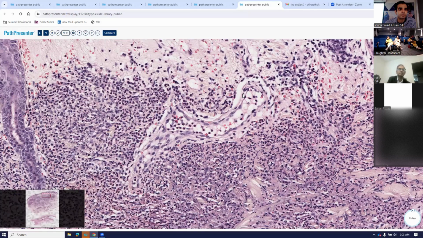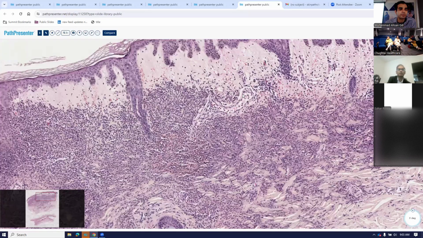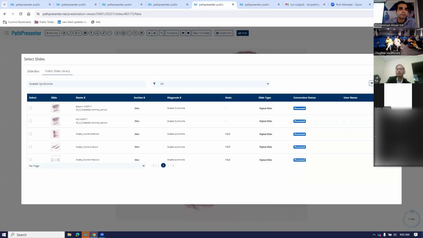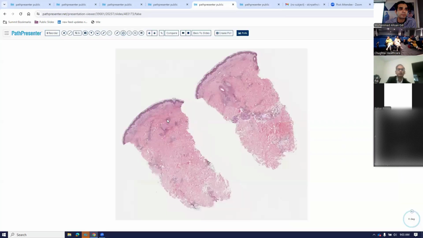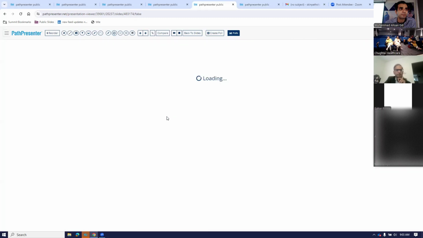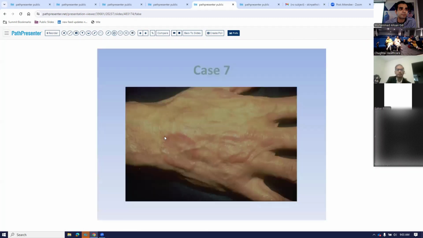This is just a neutrophilic dermatosis, and the classic case that you would see here is Sweet syndrome. So Sweet syndrome is a neutrophilic dermatosis, but no vasculitis. There are a lot of neutrophils, but no vasculitis. Compare that to this one, where you see the neutrophils, but then there is the fibrinoid degeneration around the vessel wall. So this is actually vasculitis.